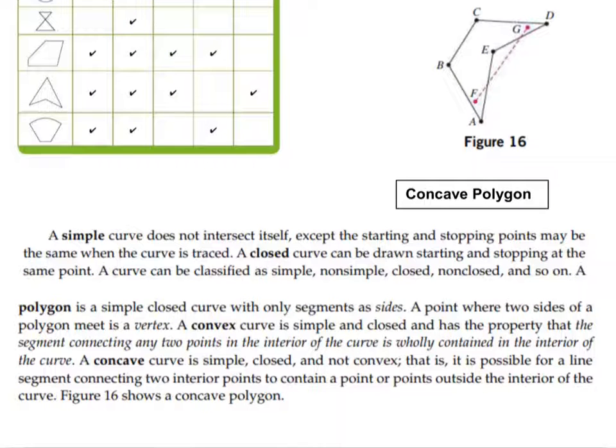So here are the definitions. This will be on YouTube. This is right out of your book. You can get this yourself. When you're on any homework problem, click question help, and you can get to the book. And I'm just taking this out of the book. So a simple curve does not intersect itself. So the first word, simple, just means it doesn't cross itself.